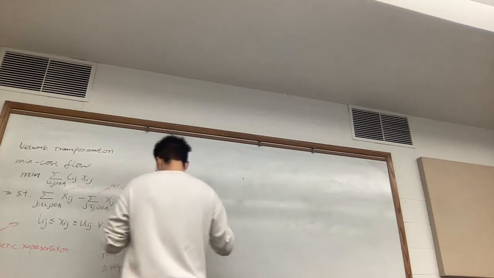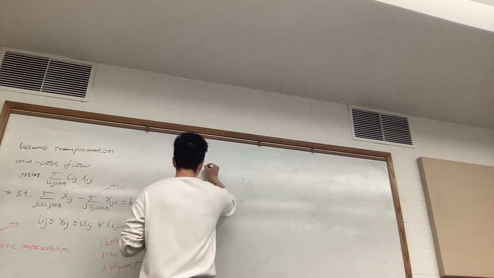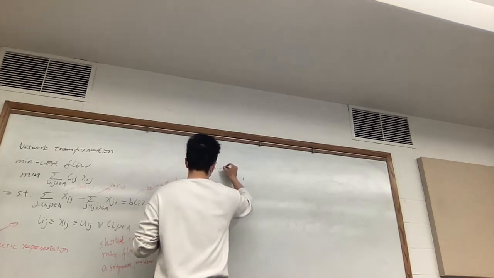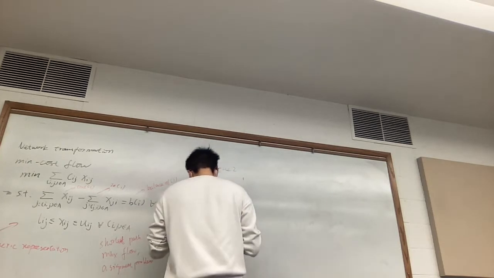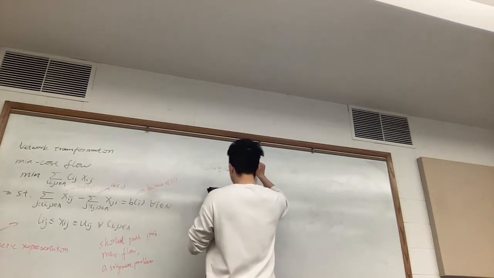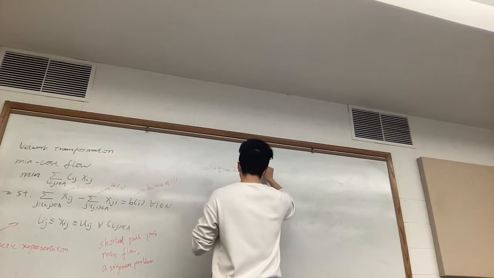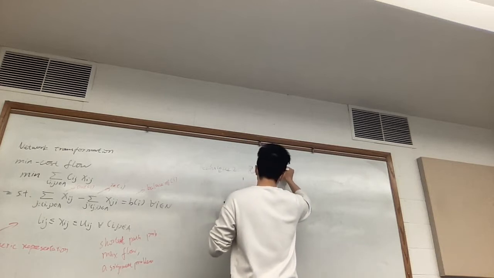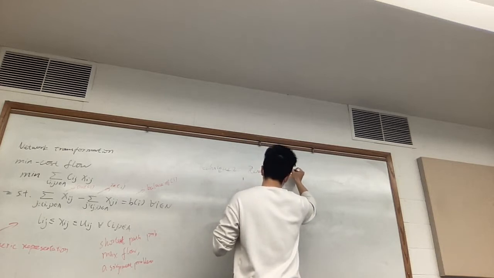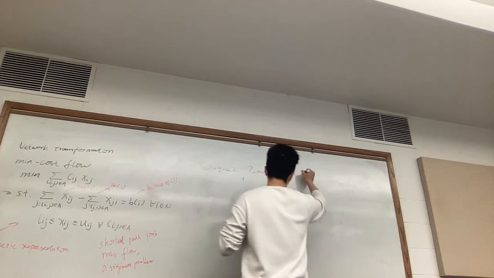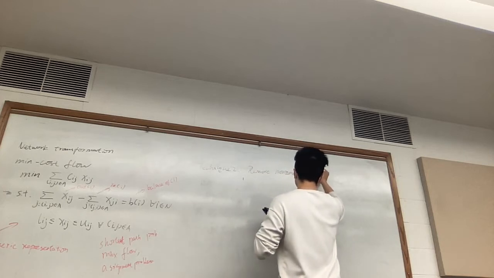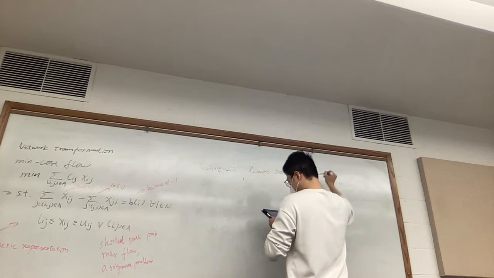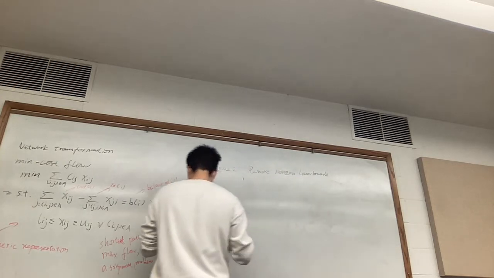So technique 2 is called remove non-zero lower bound. So what does this mean?